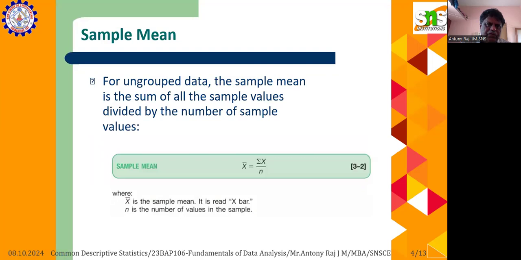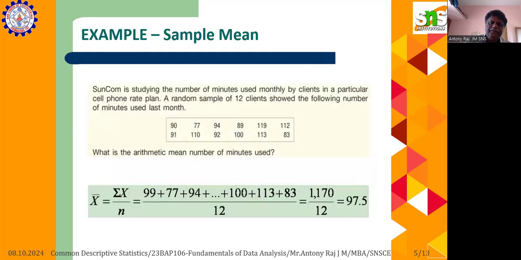Now, what is the sample mean? We have a very clear understanding of what we mean by population and sample, and now we are talking about population mean and sample mean with respect to ungrouped data. For ungrouped data, the sample mean is the sum of all the sample values, which is the numerator, divided by the number of sample values in the denominator. It is written as x bar, and n is the number of values in the sample. So this is the sample mean.